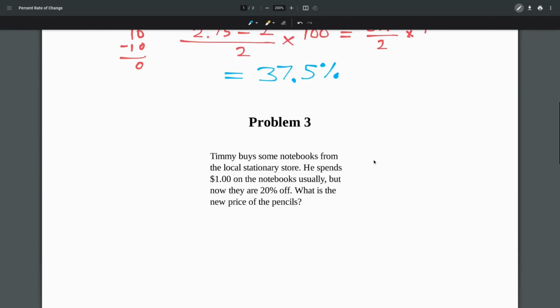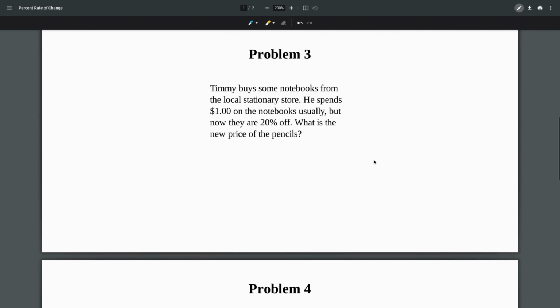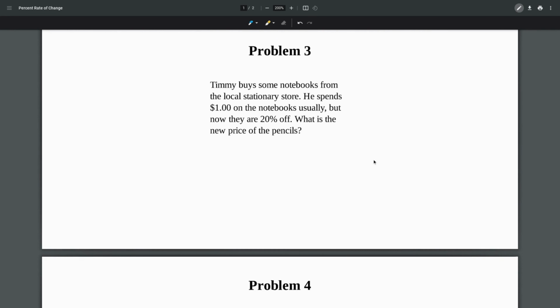Okay, let's look at problem 3. So problem 3, we have Timmy buying some notebooks from a local stationery store. He spends $1 on the notebooks usually, but now they're 20% off. So this problem's worded a little bit differently. This is kind of going into discount, but it's a 20% rate of change from the normal. It's going down. Okay, so what is the new price of the pencil?